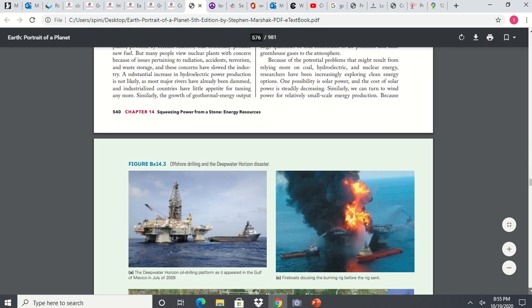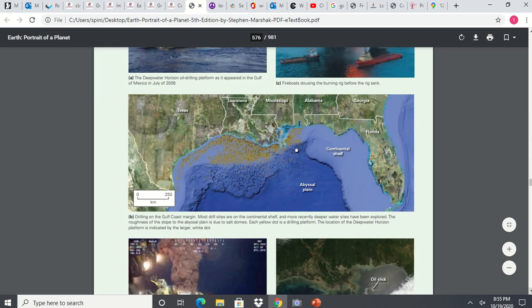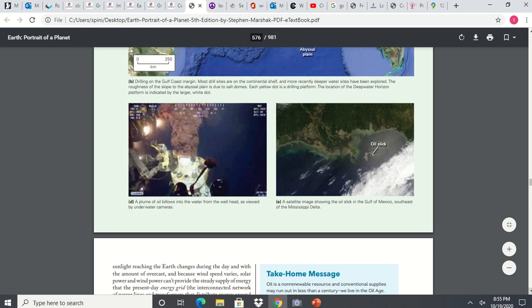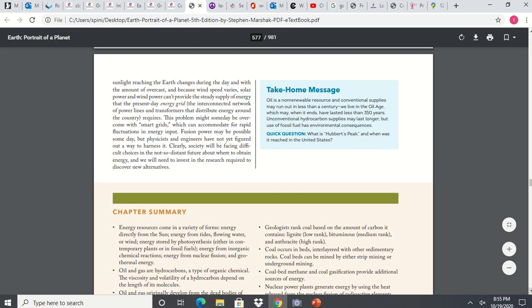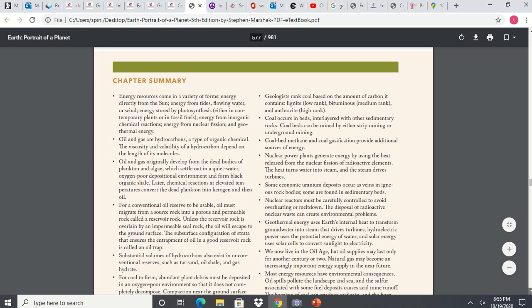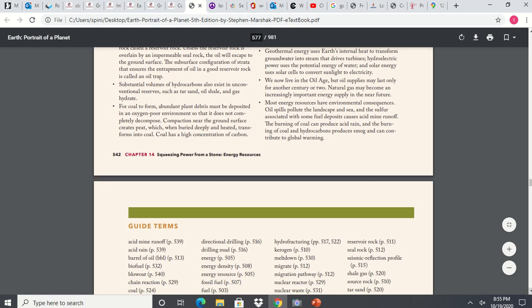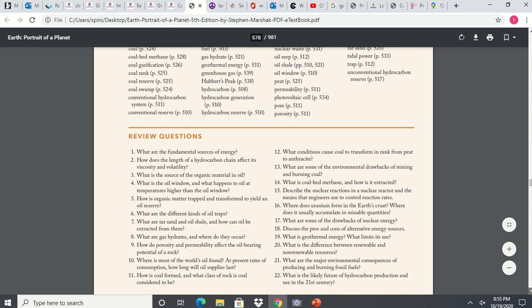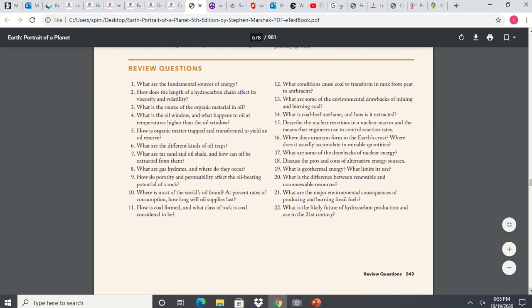So let's see. There's the Deepwater Horizon disaster. We know all about that, and the oil spills and what that does to the environment. So that was a very interesting thing. It happened when the book was printed, and there are other disasters that have happened since then. Your review questions are here at the bottom of page 543. And again, this would be a very good subject, if you're interested in it, to do a science inquiry paper.